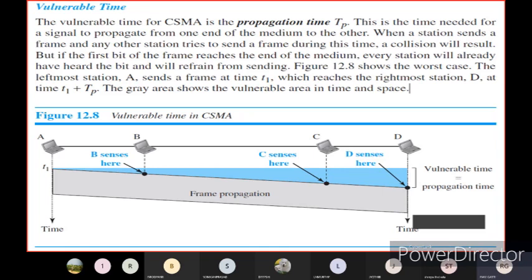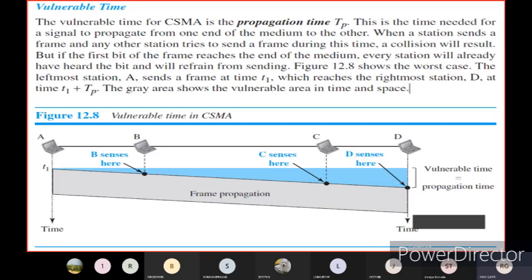So there is a propagation delay whenever a station transmits a frame. Because of this propagation delay, the other station is not able to see whether the channel is free or not. Therefore, they should wait for some amount of time. What is that amount of time they should wait? They should wait for the vulnerable time. In the case of the CSMA method, the vulnerable time is the propagation time, represented by the notation TP.